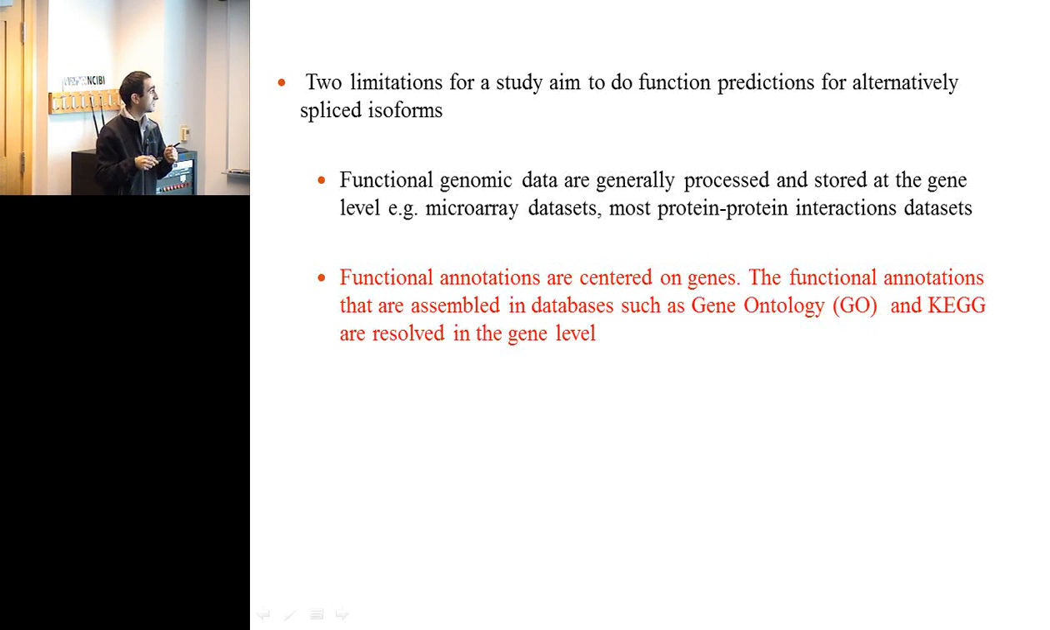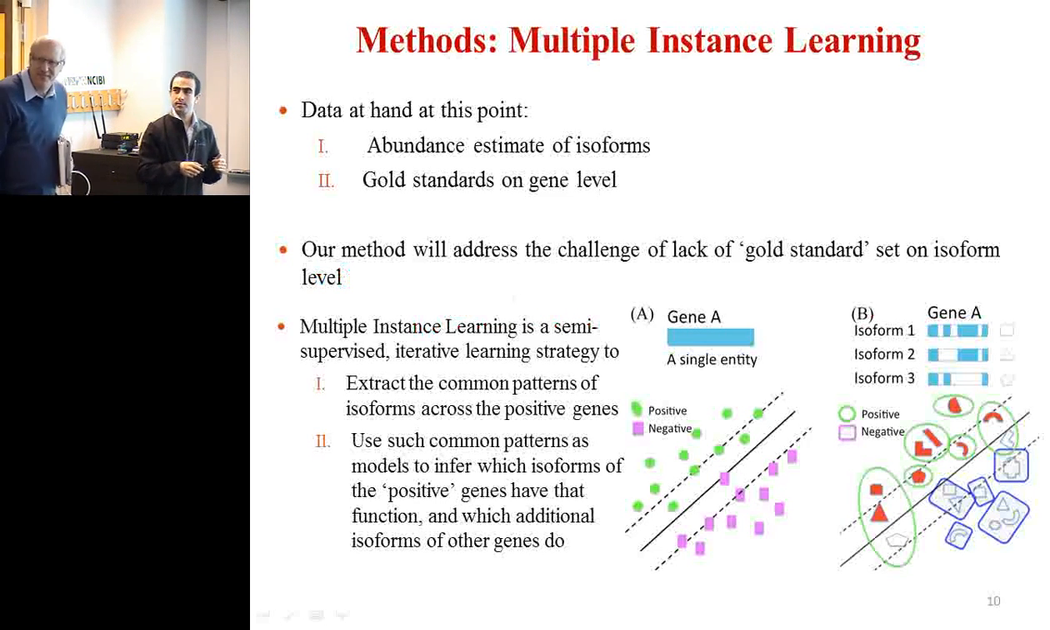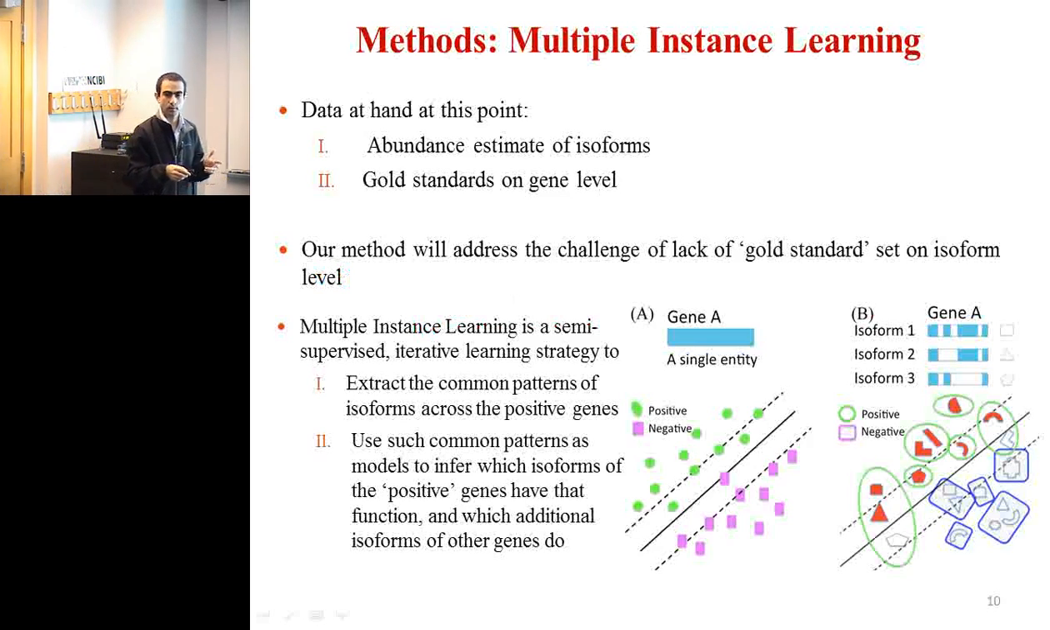So the second limitation is the gold standards. To overcome this, we used multiple instance learning. This is a kind of semi-supervised learning approach that was introduced in the 90s, I guess. In this approach, instead of having genes as single points in your classification, we consider genes as a bag of transcripts.